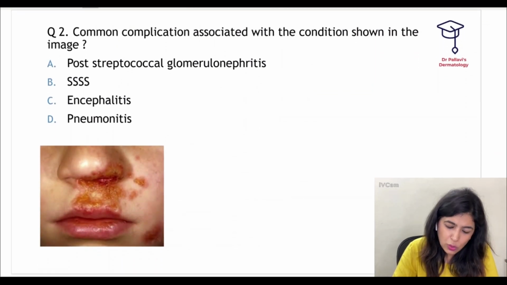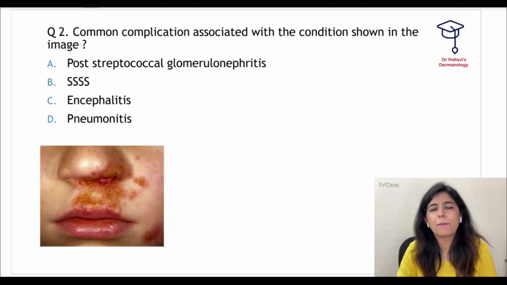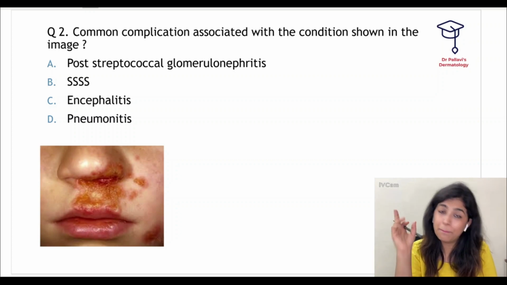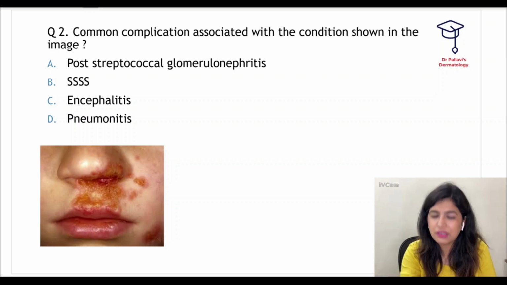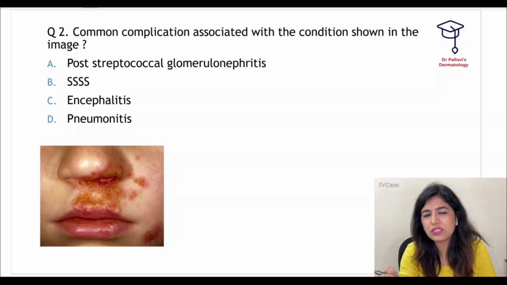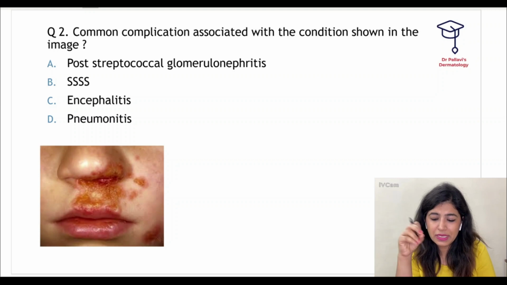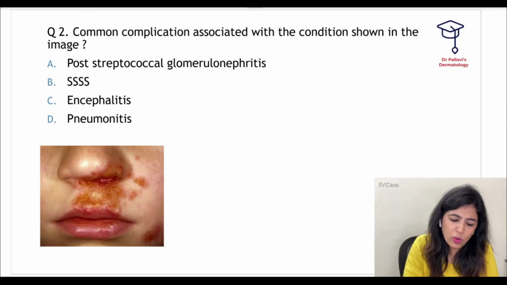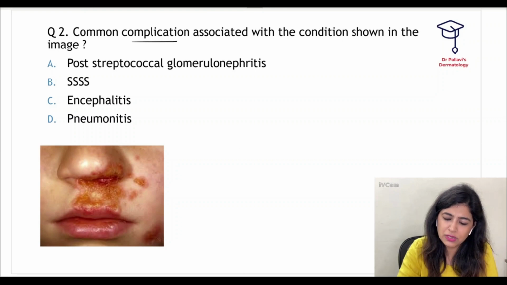Coming to question number 2, the most favorite topic. Pick up any question of the last 10 papers, any paper, you will find a question on this. But this time, it's a slightly different question. Every time they will just ask you the image or they will ask you the cause. This paper, they are asking you the complication. So what is a common complication associated with the condition shown in the image?